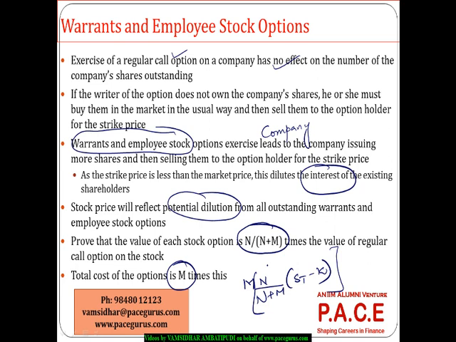So that's a typical way for us to make out to what extent the share price is traditionally going to fall because of the warrants and employee stock options.